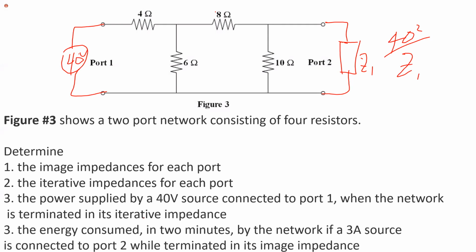Are you comfortable with that? Yes, sir. Yeah, why is 40 squared over Z1, sir? On to the rest of the circuit. Miss Gray? You're here? Miss Gray? Yes, sir. Explain that to Mr. Adams for me, please. Yeah, because it's terminated in the iterative impedance.